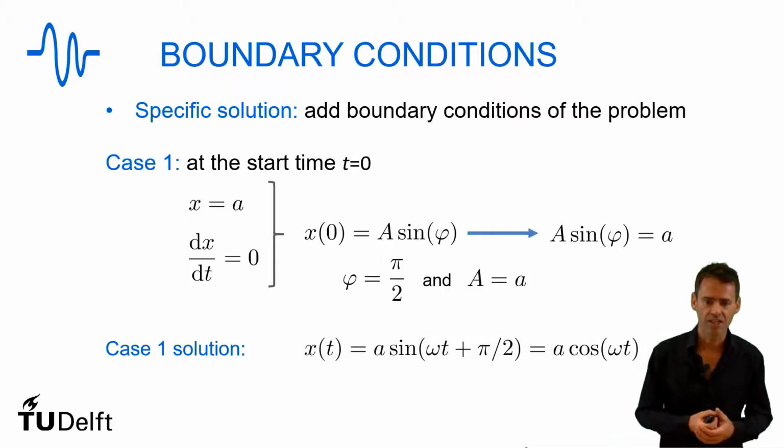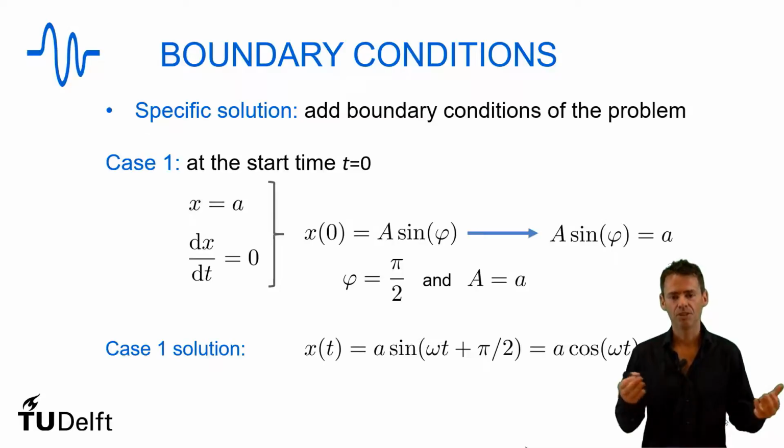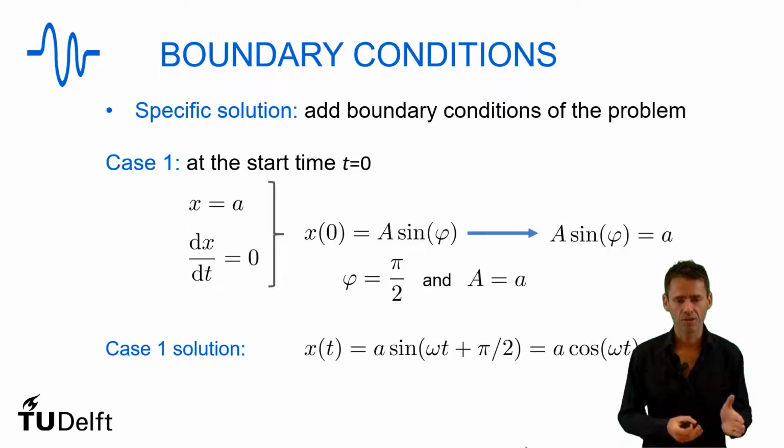x(t) is A sine(omega t plus pi over 2). This is equal to A cosine(omega t). So we have now not only solved this problem for a specific case, but in the most general case itself. This is a solution for time t from 0 to infinity.